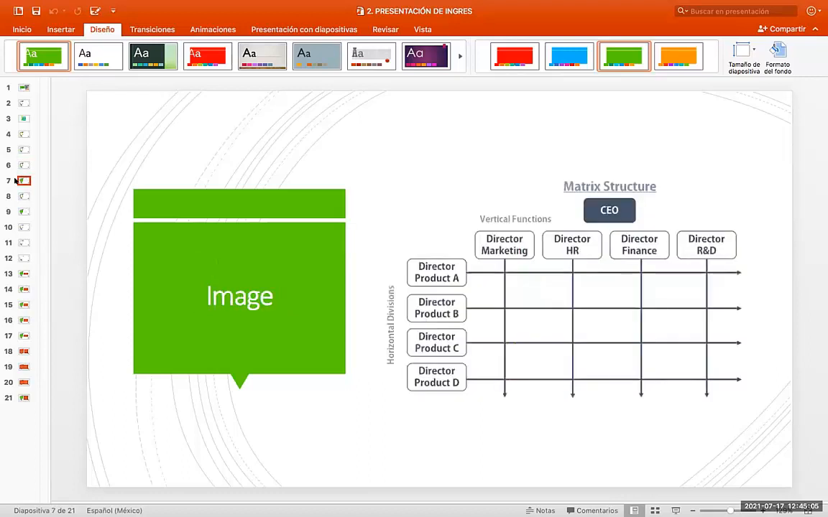And then we can see this image that represents the matrix structure, where in the vertical function we find director marketing, director human resource, director finance, and a director I don't remember. And in the horizontal divisions we can have director product A, director product B, director product C, and director product D. It's only one example of the matrix structure.